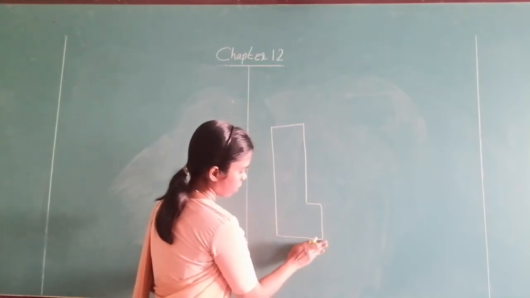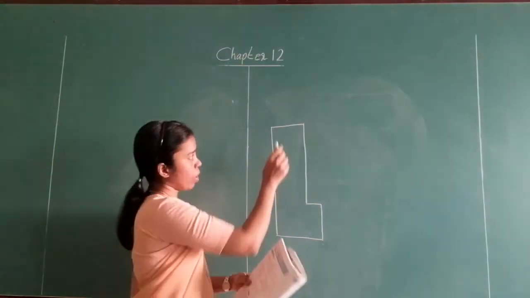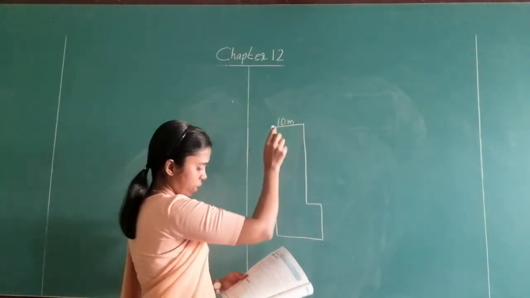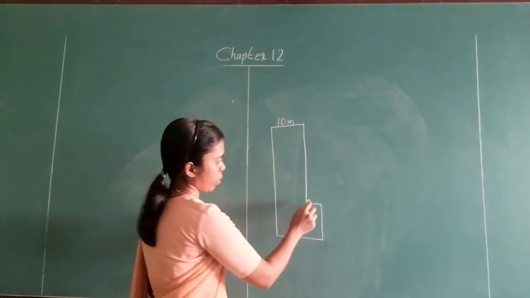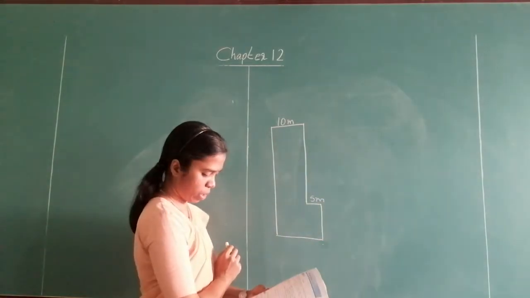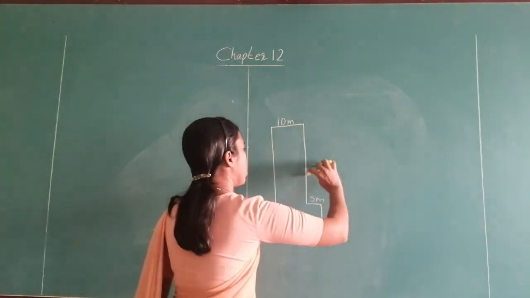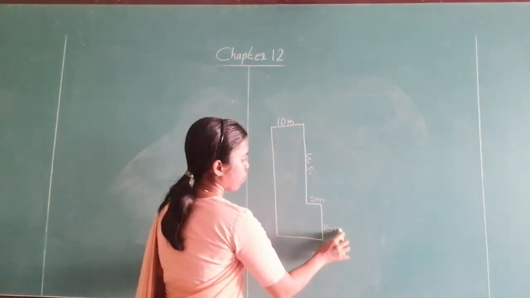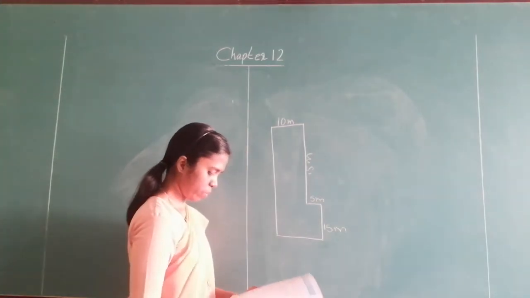This is the diagram that is given to you. Okay. Now, how is this measured? This is 10 meter. You are given the unit over here, so you have to find the final answer also in the unit. This is 5 meter. This is 15 meter. And this also is 15 meter.